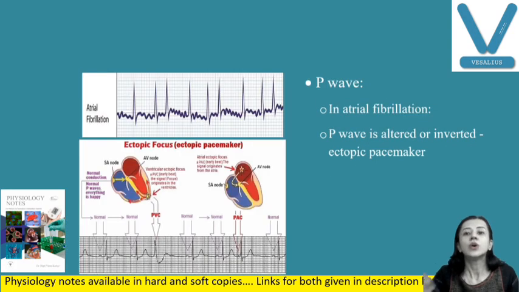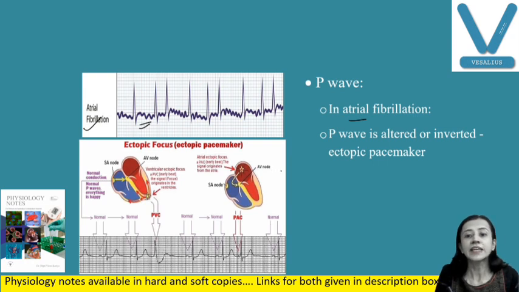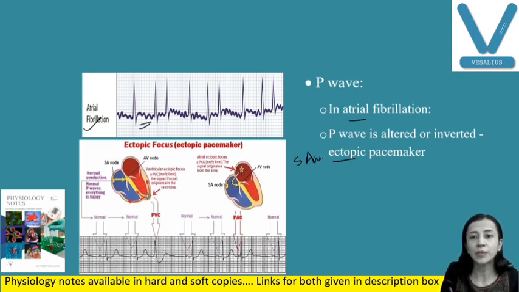Okay. Now, another applied aspect is in case of atrial fibrillation. You can see here, this is atrial fibrillation ECG. You will not get single P wave. You have fine irregular oscillations instead of single P wave. Okay. And in case of ectopic pacemaker, means pacemaker is other than SA node, you will be having altered or inverted P wave. Okay, so this is in case of ectopic pacemaker. You can see here, this is in case of ectopic pacemaker.